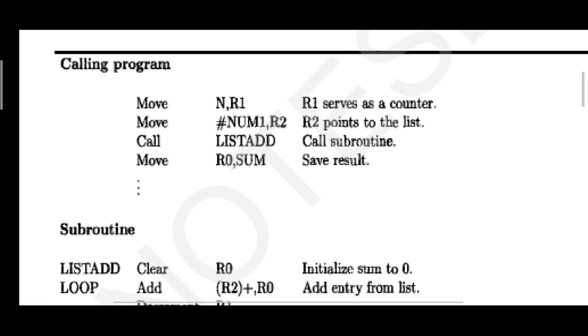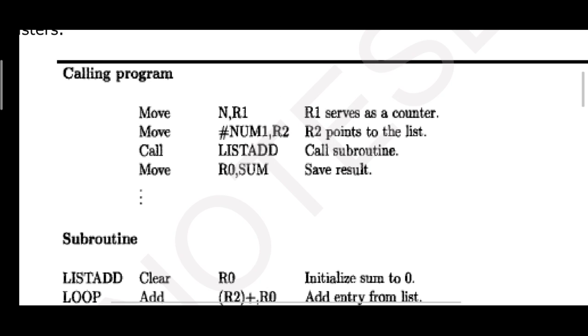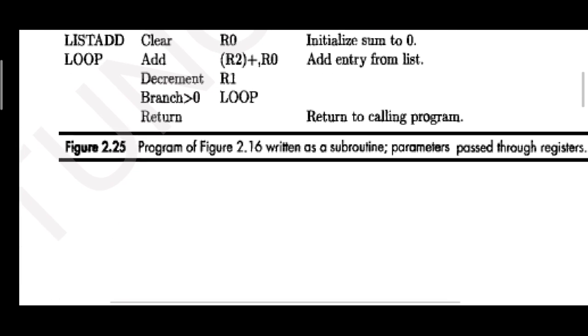calling function. So under calling function, what happens? Next instruction in sequence will be executed. What is the next instruction in sequence? Move instruction. So the final result is stored on R0, which is transferred to sum. Very simple concept.